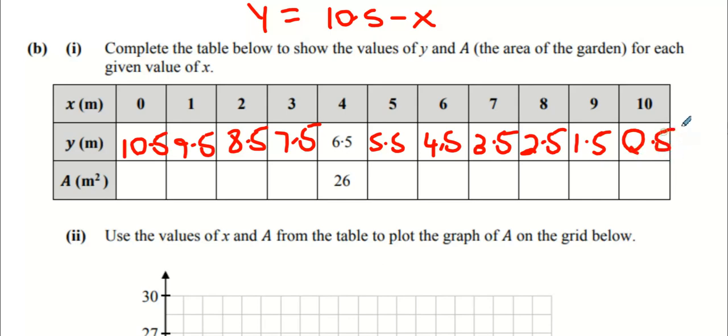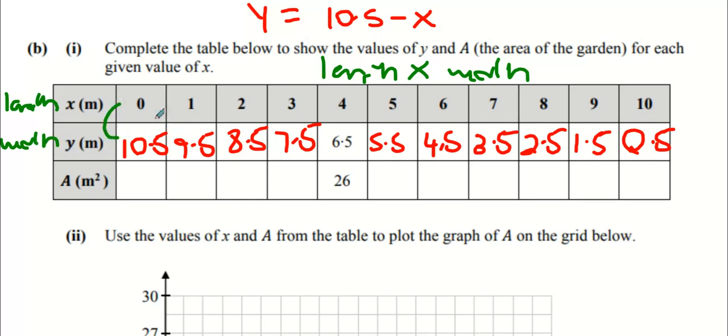Okay. Now, to get the area, you multiply length by width. And obviously x is the length and y is the width. So we need to multiply the two of these by each other. 0 multiplied by 10.5 is simply 0. 1 multiplied by 9.5 is 9.5. 2 multiplied by 8.5 is 17. 3 multiplied by 7.5 is 22.5. 4 multiplied by 6.5 is 26.